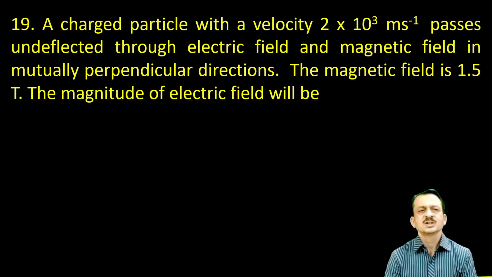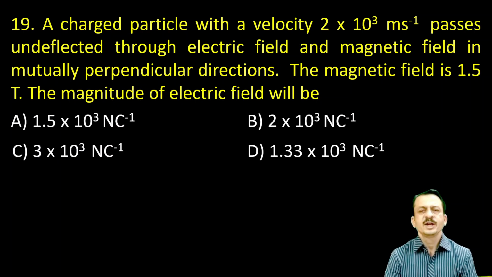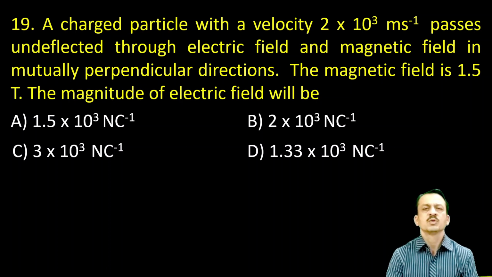A charged particle with a velocity 2 into 10 to the power 3 meter per second passes undeflected through electric field and magnetic field in mutually perpendicular directions. The magnetic field is 1.5 Tesla. The magnitude of the electric field will be: options A 1.5 into 10 to the power of 3 Newton per Coulomb, B 2 into 10 to the power of 3 Newton per Coulomb, C 3 into 10 to the power of 3 Newton per Coulomb, and D 1.33 into 10 to the power of 3 Newton per Coulomb.